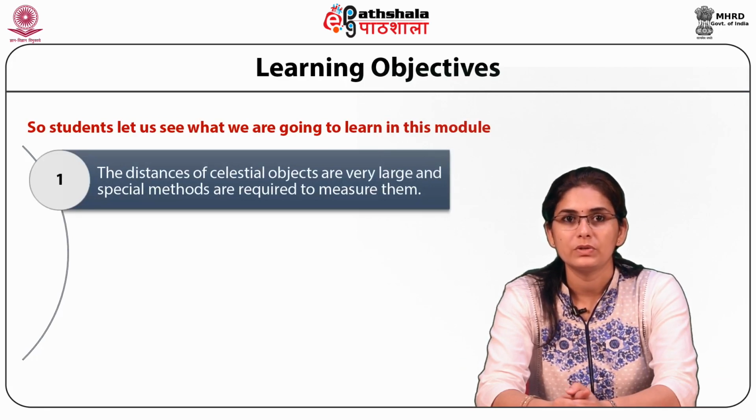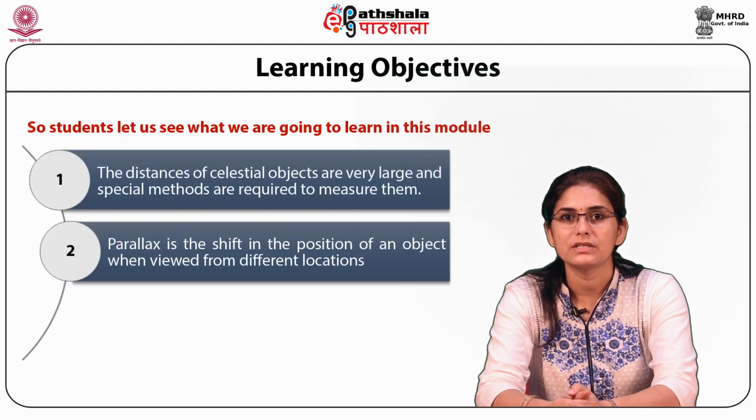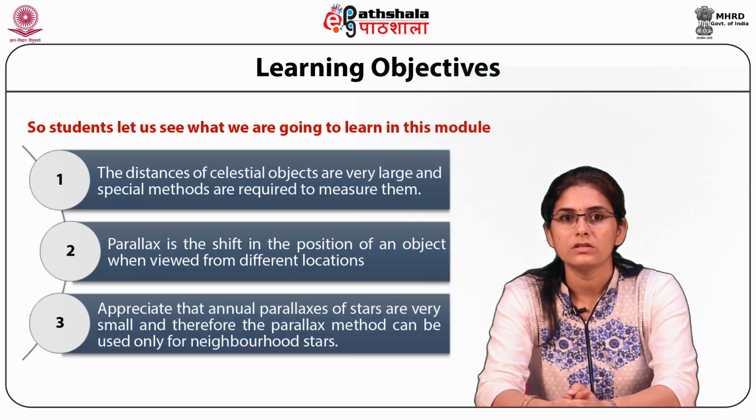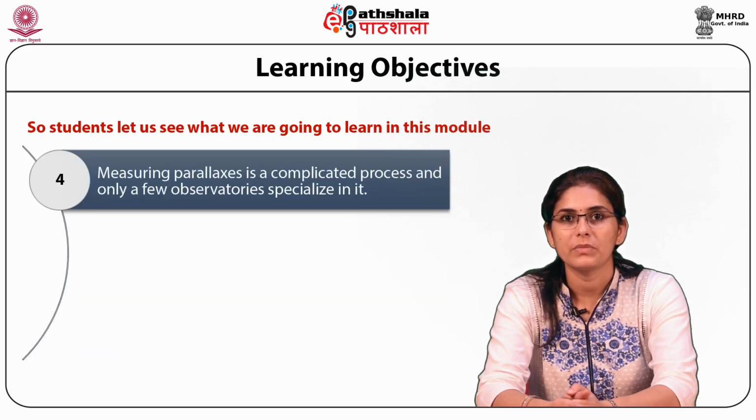You should be able to learn that parallax is the shift in the position of an object when viewed from different locations. You will also appreciate that annual parallaxes of stars are very small and therefore the parallax method can be used only for neighborhood stars. You will also understand that measuring parallaxes is a complicated process and only a few observatories specialize in it.